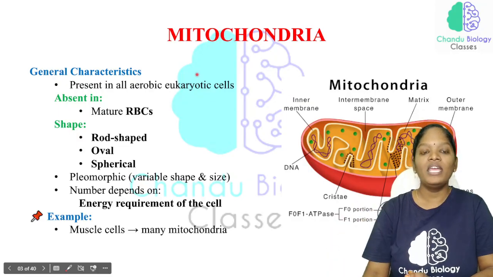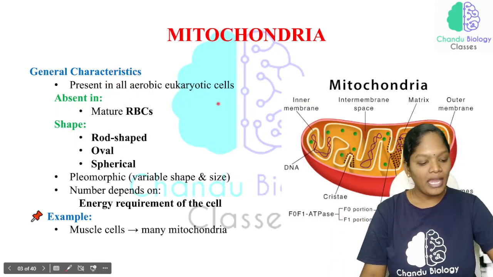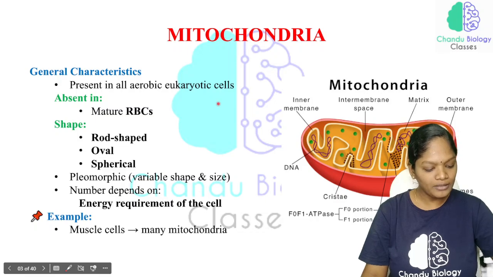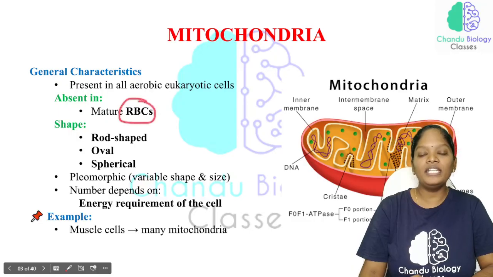So that is why it is present in all aerobic eukaryotic cells. Okay, and you should know that, see here, this mitochondria is absent in RBCs.